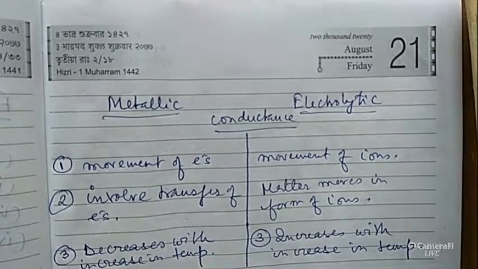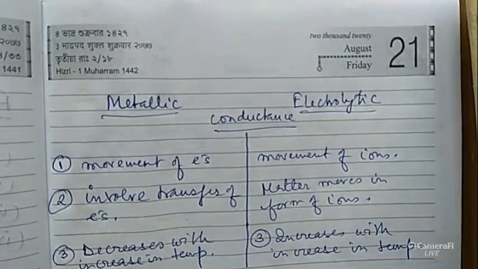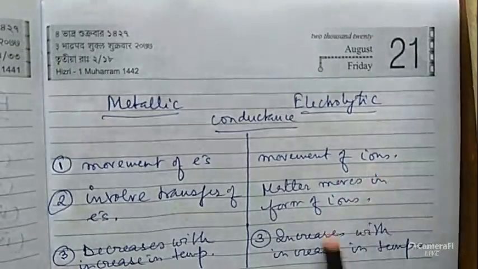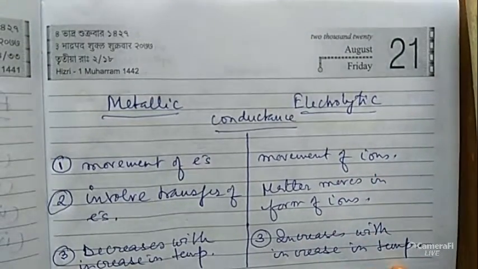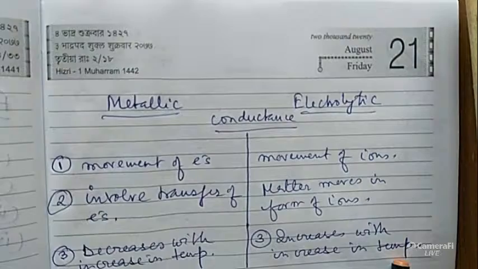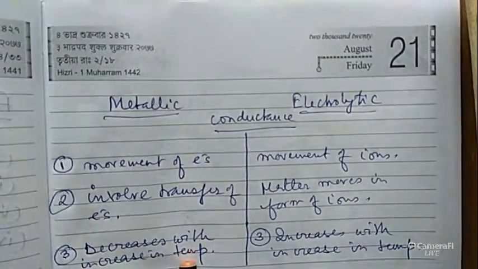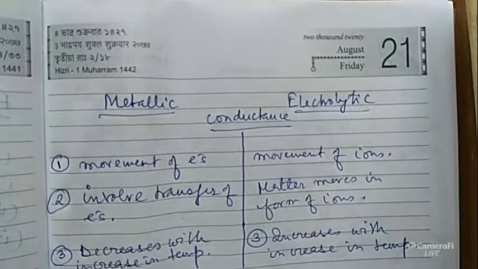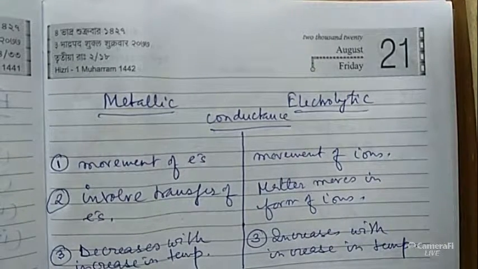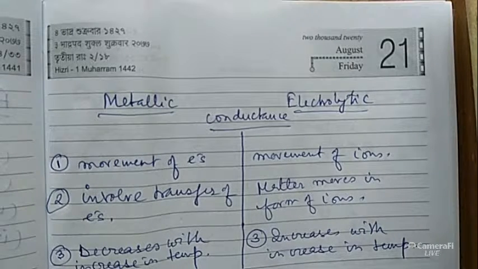Metallic conductance decreases with the increase in temperature. Here electrolytic conductance increases with the increase in temperature. Here it decreases with the increase in temperature. Here it increases with the increase in temperature. These are the two basic differences I can say about metallic conductance and that of electrolytic conductance.